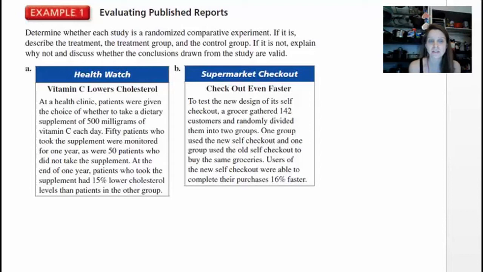A. Health Watch. Vitamin C lowers cholesterol. At a health clinic, patients were given the choice of whether to take a dietary supplement of 500 milligrams of vitamin C each day. 50 patients who took the supplement were monitored for 1 year, as were 50 patients who did not take the supplement. At the end of 1 year, patients who took the supplement had 15% lower cholesterol levels than patients in the other group. This is not a randomized comparative experiment.